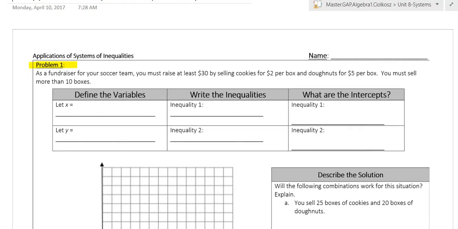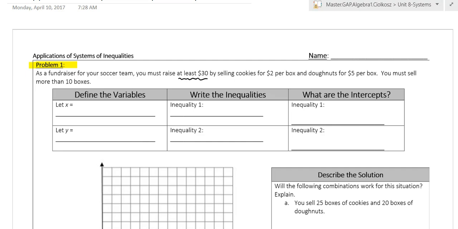Okay, so for problem 1. As a fundraiser for your soccer team, you must raise at least, that's going to be a key word there, $30 by selling cookies for $2 a box and donuts for $5 per box. You must sell more than 10 boxes.